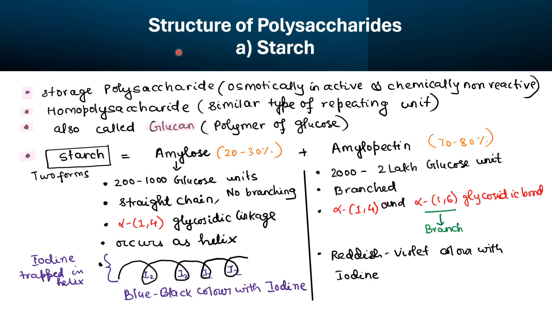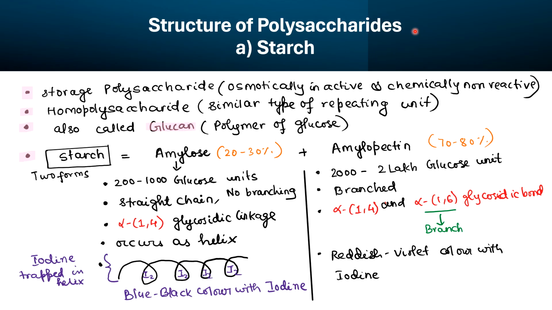Let us come to the structure of polysaccharides. Okay, we discussed disaccharides, which are made up of 2 monosaccharide units. Next is oligosaccharide, which are made up of 2 to 9 sugar units. And third is polysaccharides. If more than 9 sugar units are present and are joined by glycosidic bond, we call it polysaccharide.